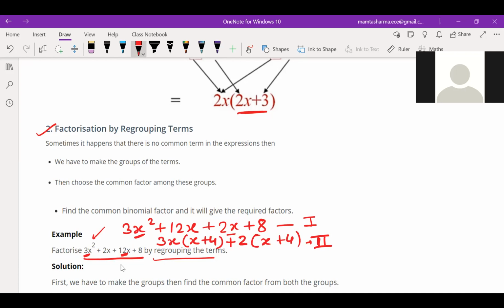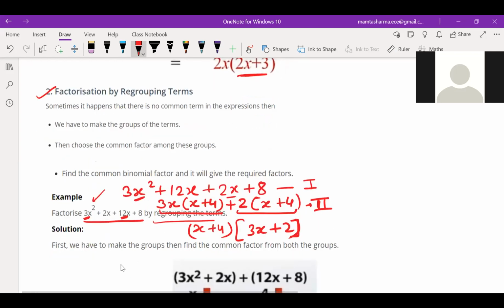Taking the common factor. And in the third step, again take the common in these two terms. What is the common factor in these two terms? x plus 4 is common in these two terms. So take it out and write down the remaining part, 3x plus 2. So this will be the factorization of the given expression, x plus 4 times 3x plus 2. Can you check your answer, whether this is correct or not?